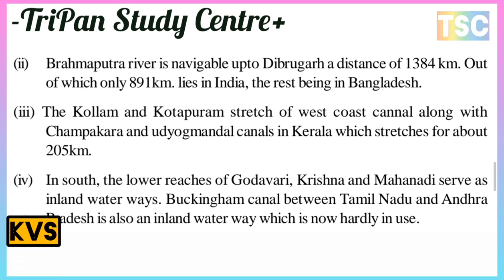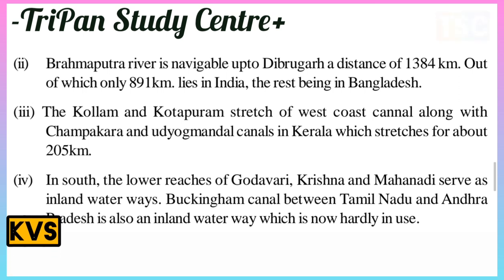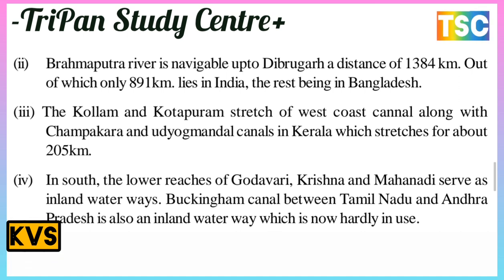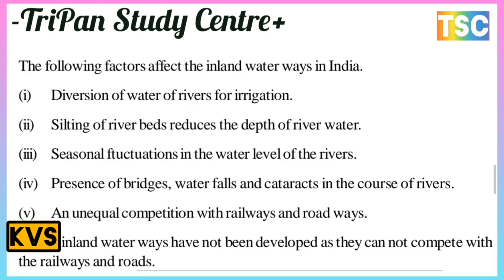The Kollam to Kottapuram stretch of the West Coast Canal, along with the Champakara and Udyogamandal canals of Kerala, stretches for about 205 km here. And in the south, the lower reaches of the Godavari and Krishna are also served as inland waterways. The Buckingham Canal between Tamil Nadu and Andhra Pradesh is also an inland waterway, which is now hardly in use here.